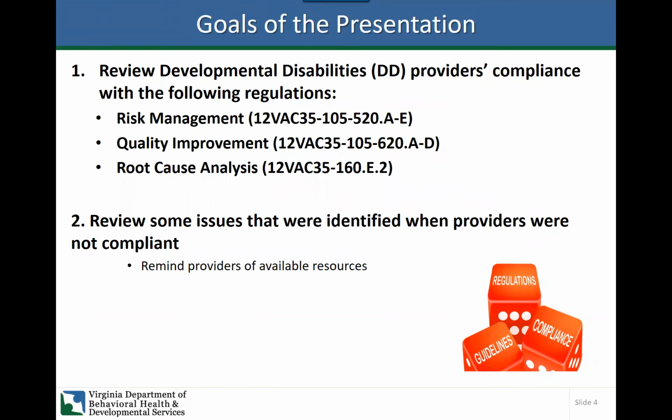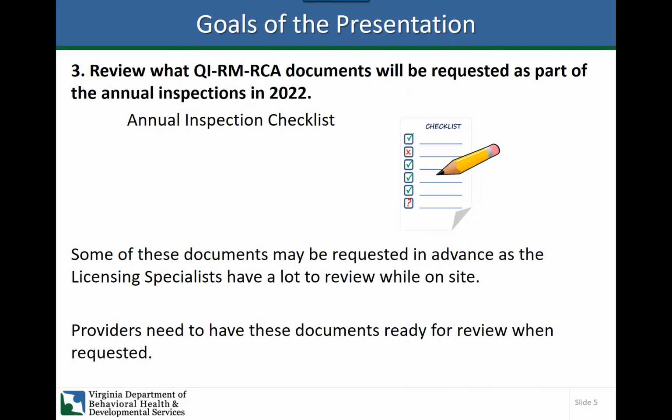So as Jay said, we are going to review developmental disabilities providers' compliance with the following regulations: risk management, quality improvement, and then root cause analysis as it relates to 160E2, which is that the provider have a root cause analysis policy. Then we're also going to review some issues that were identified when providers were not compliant. And we'll remind providers of available resources, which may be helpful to you. And then we also are going to review what documents will be requested as part of the annual inspections.